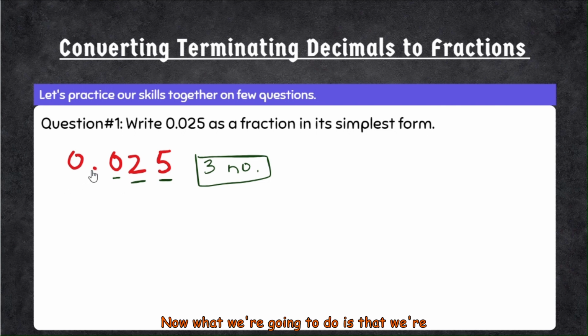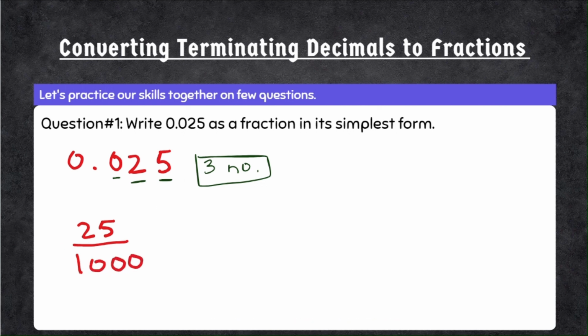Now what we're going to do is assume for a minute that this decimal point doesn't exist. So this number would be 0.025, and technically for whole numbers we don't write the zeros before the whole numbers, so that would be 25. So now we're going to write 25, then we're going to put a fraction line, 1, and then we're going to put zeros according to our decimal numbers. So right now we have 3 decimal numbers, so we're going to put 3 zeros.